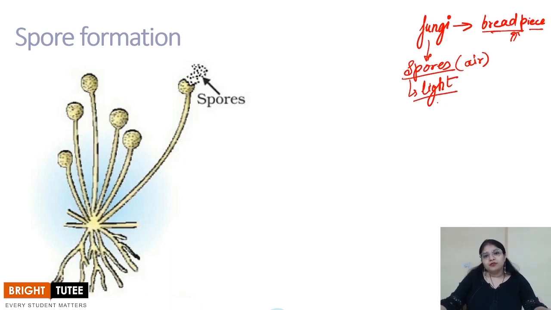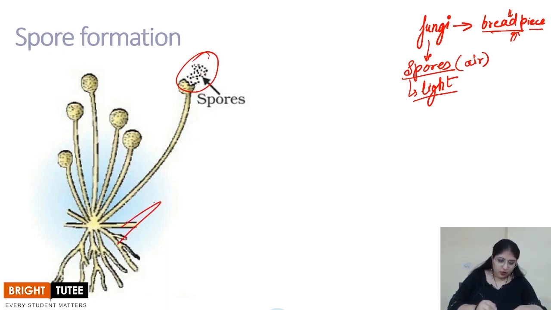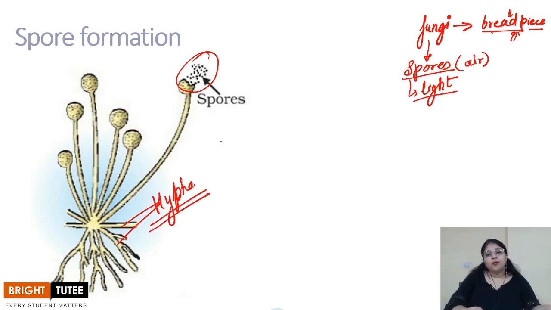If you observe the fungi that grow on the bread piece, you will be able to observe these spores which are present, and these spores are the ones which further help in the formation of fungi. These structures are called the hypha, right? So this is something which you can observe with the help of a microscope.